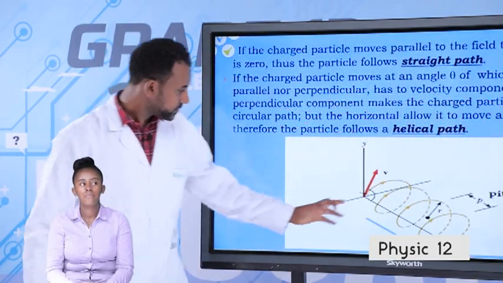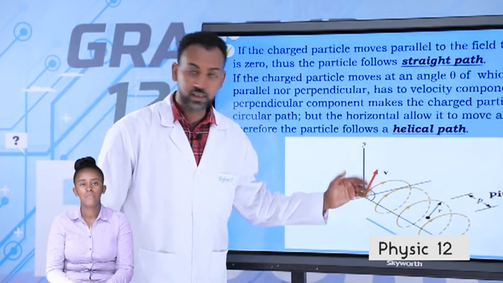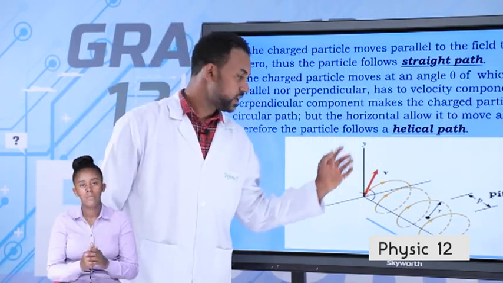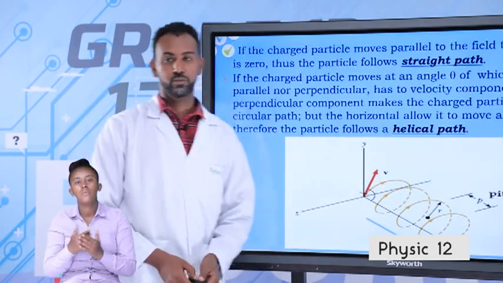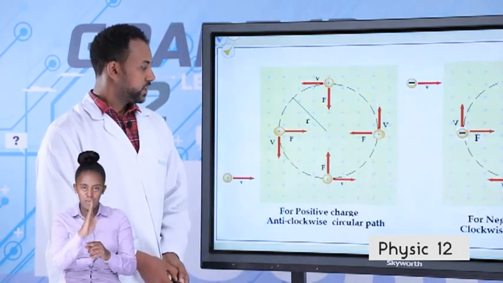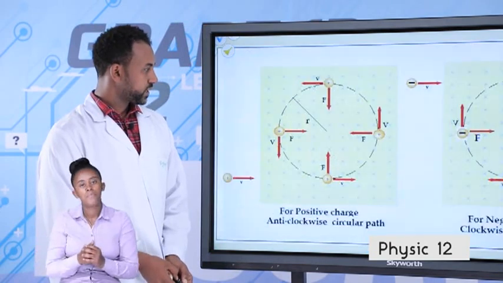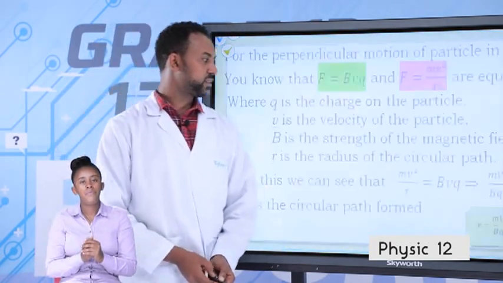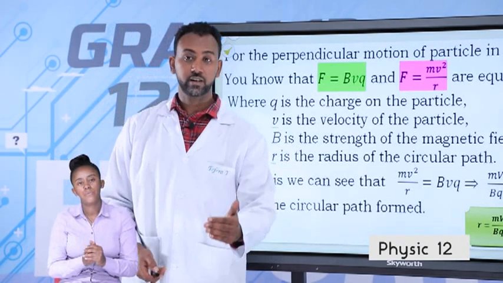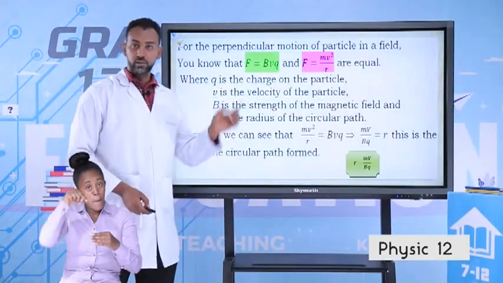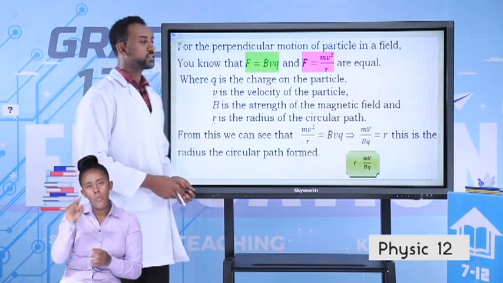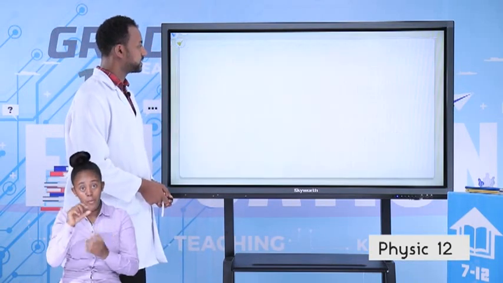Look at here. The velocity v has both components, the perpendicular and the parallel. The perpendicular makes it circular, and the parallel tends to move it along a straight line. Now let's try to determine the mathematical expression and find the radius r. For the perpendicular component, it forms a circular path, and that circular path has radius r.